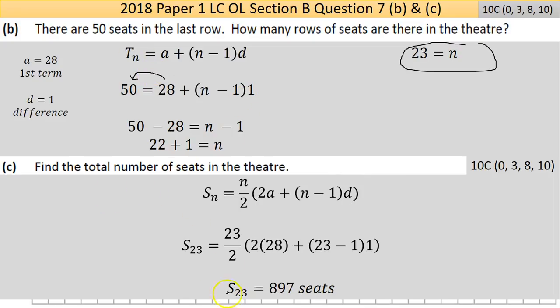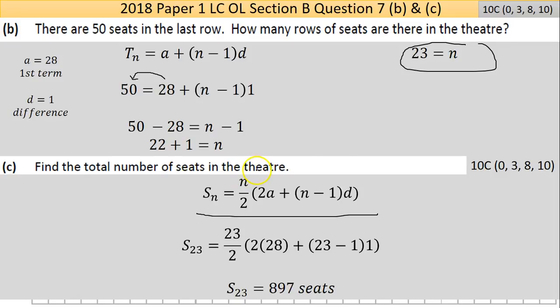Now part C, I'll leave the answer where it is. Find the total number of seats in the theatre. Now in the maths tables, that'll be given to you as the sum of the terms. And that's the formula here. The terms A and D mean the same thing. So we're looking at find the total number of seats.